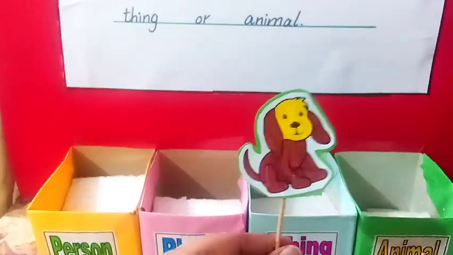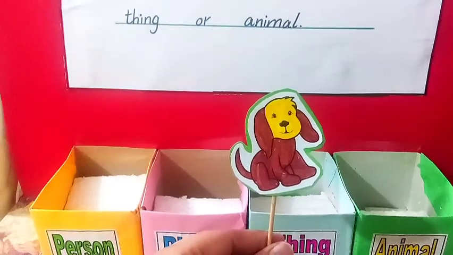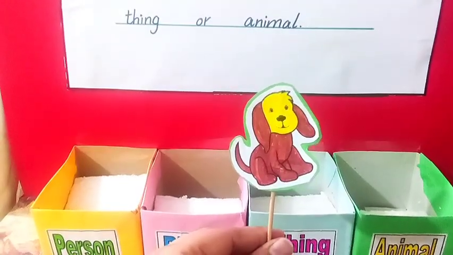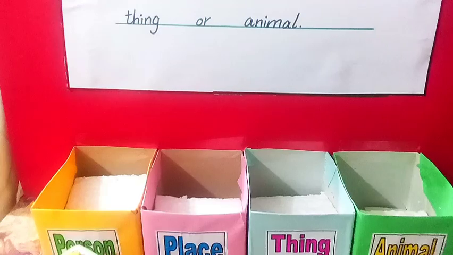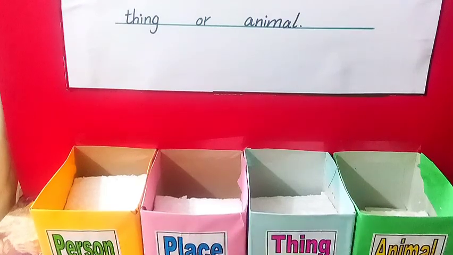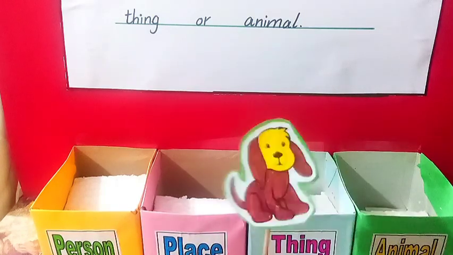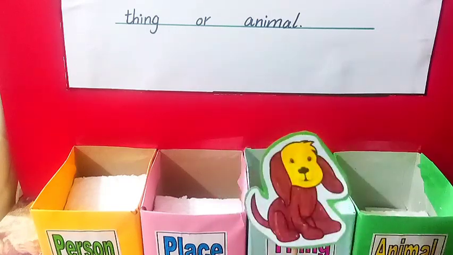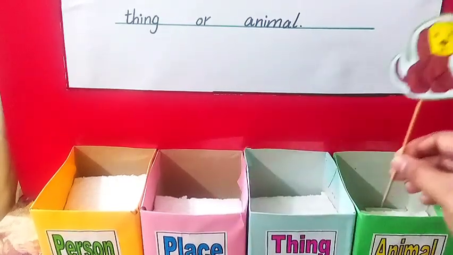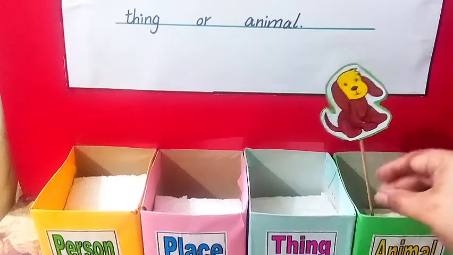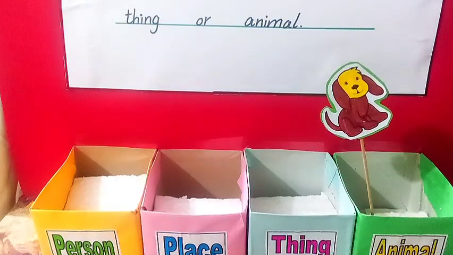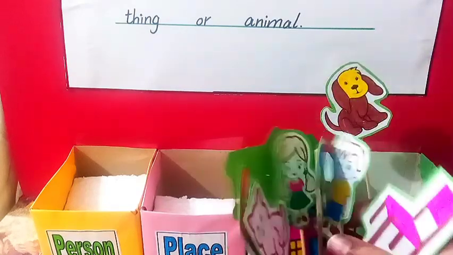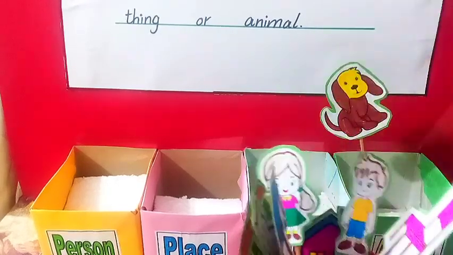All right, students. Now just tell me, dog is the name of a person, place, thing, or animal. Again, person, place, thing, or animal. Dog is the name of animal. Very good. Now again I'll pick a stick like this.